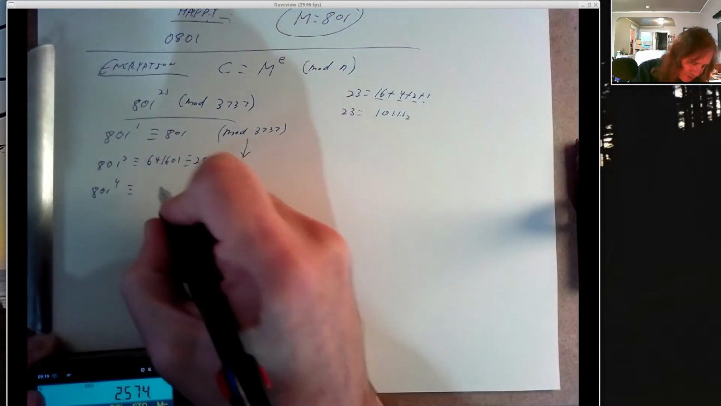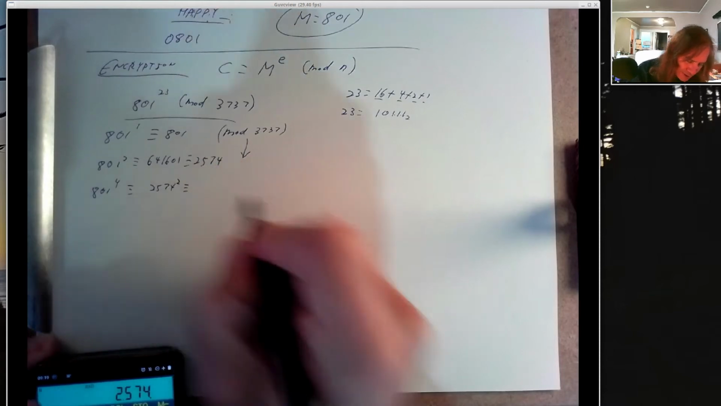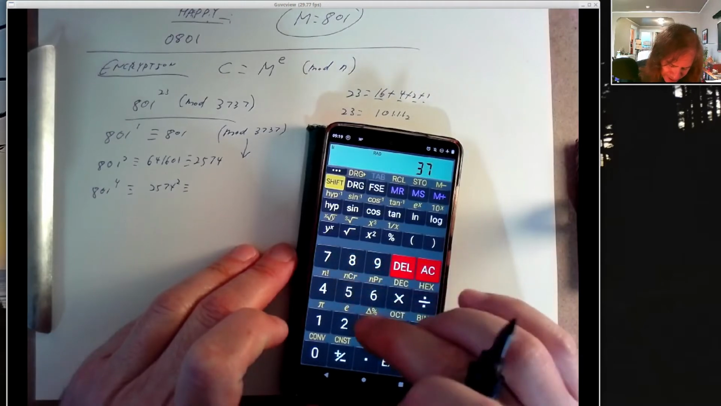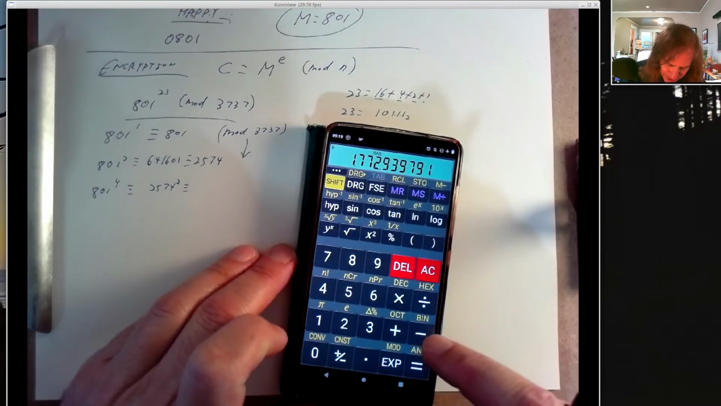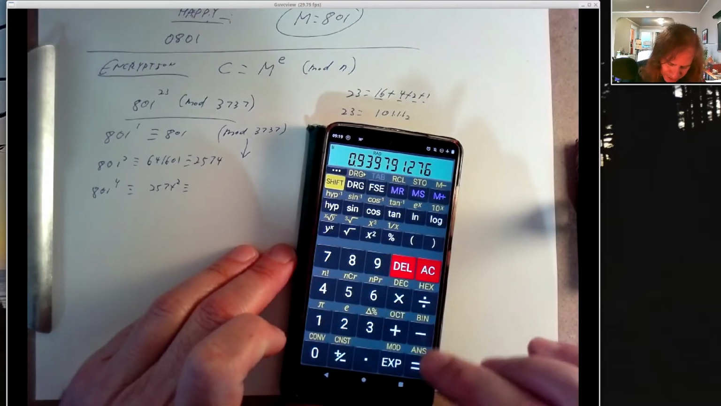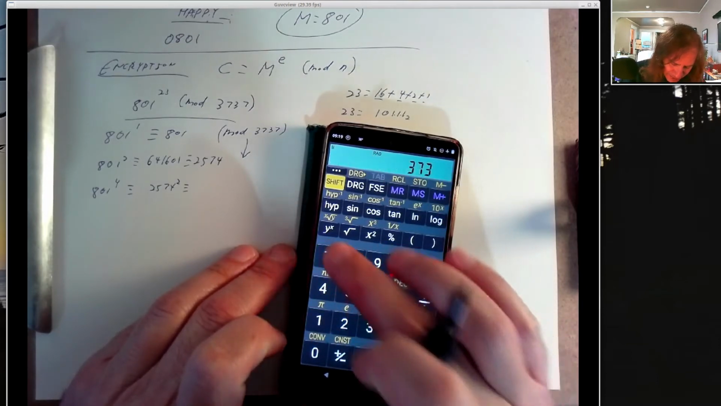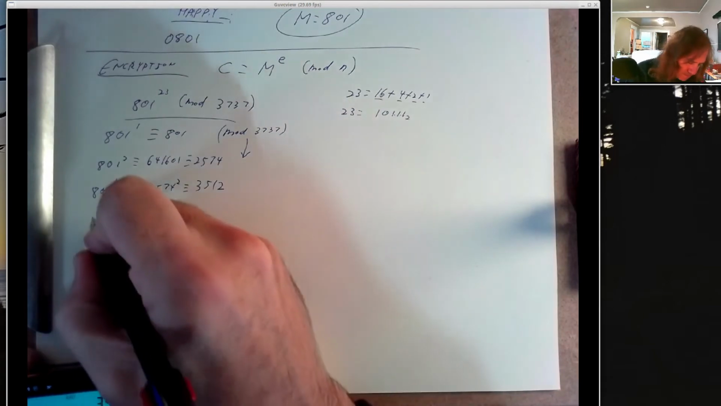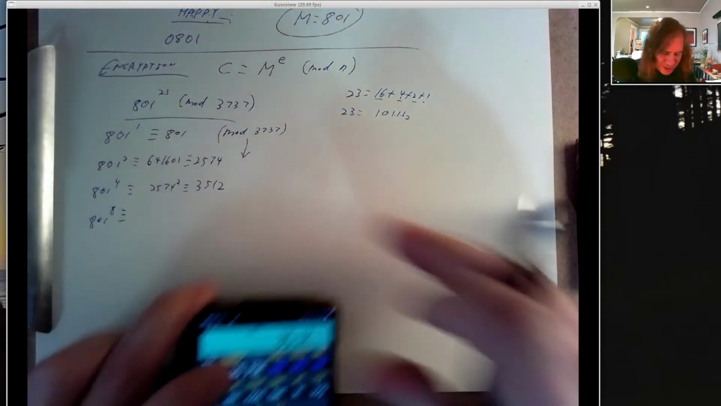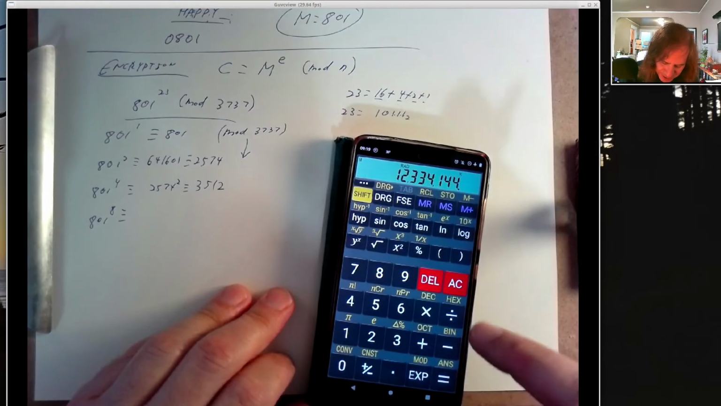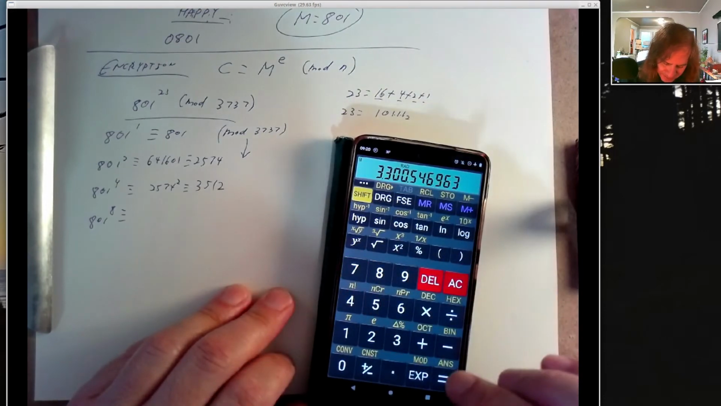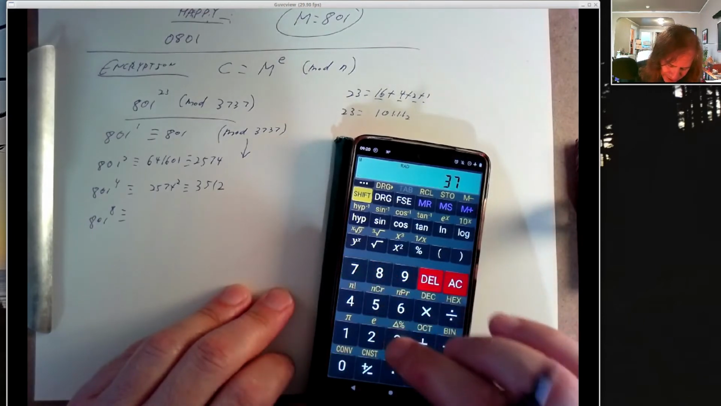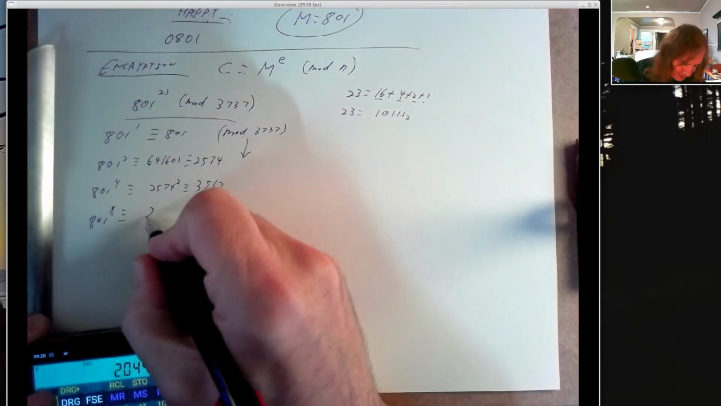All right, 801 to the fourth will be 2574 squared. So I'm just going to square this, and divide by 3737. It's 1772 plus change. I'm going to subtract 1772, take that decimal number and multiply by 3737. And this is congruent to 3512. 801 to the 8th. Well, I'm not going to keep writing these down. I'm just going to take 3512, square it, divide by 3737, subtract off the integer part, multiply by 3737, and there's 2044.